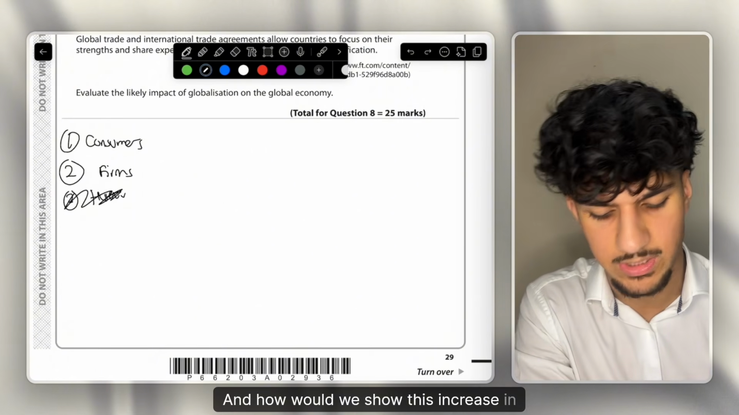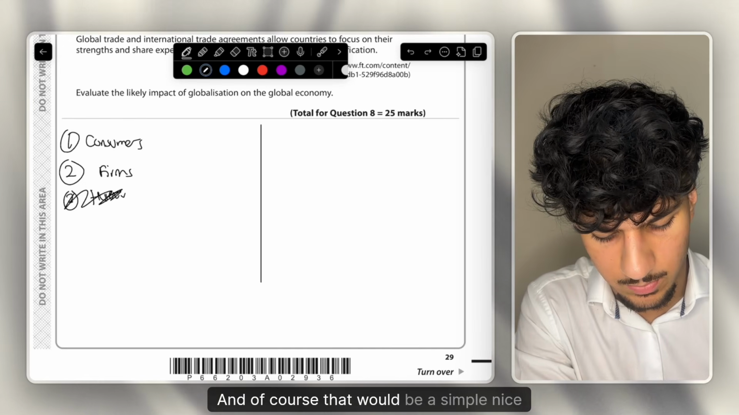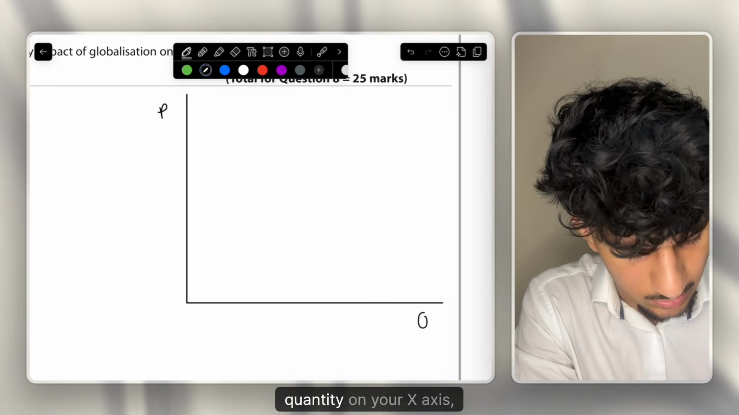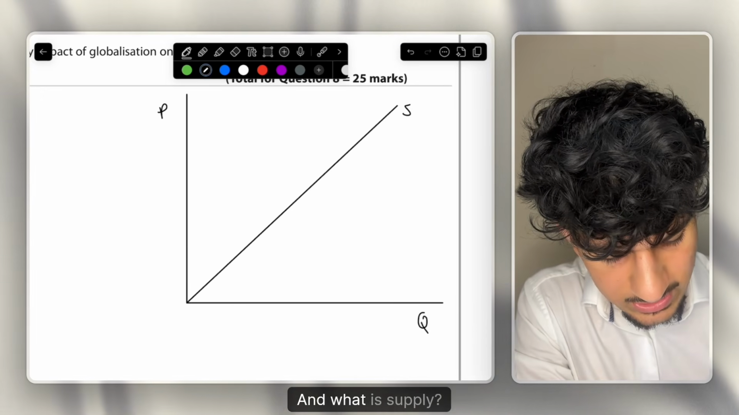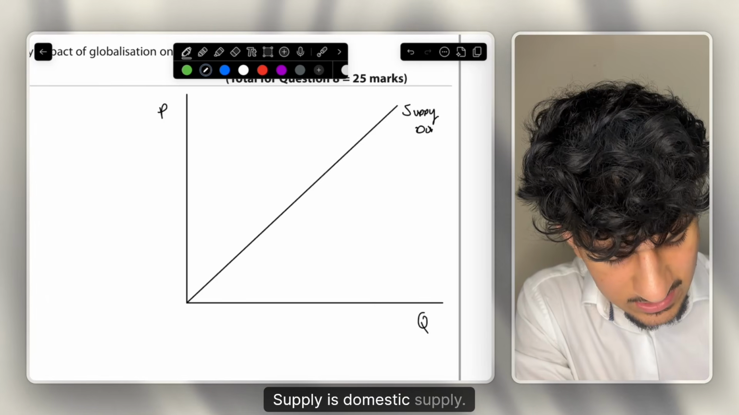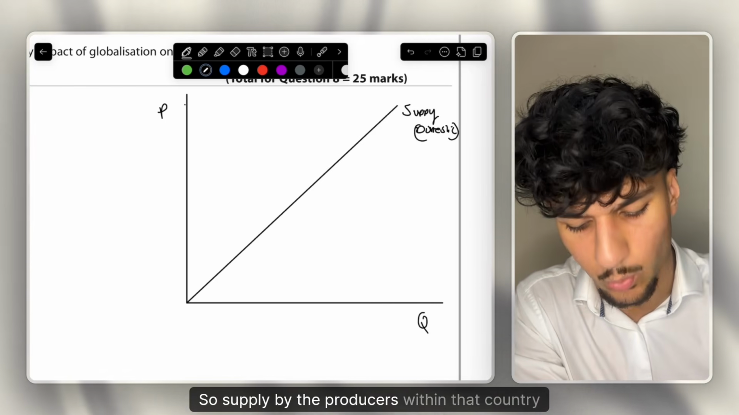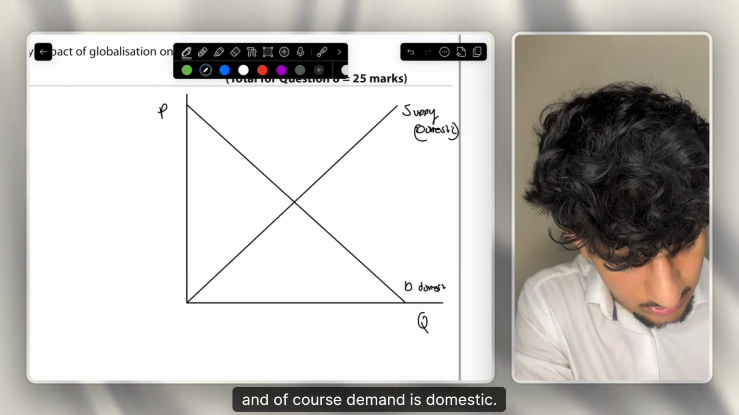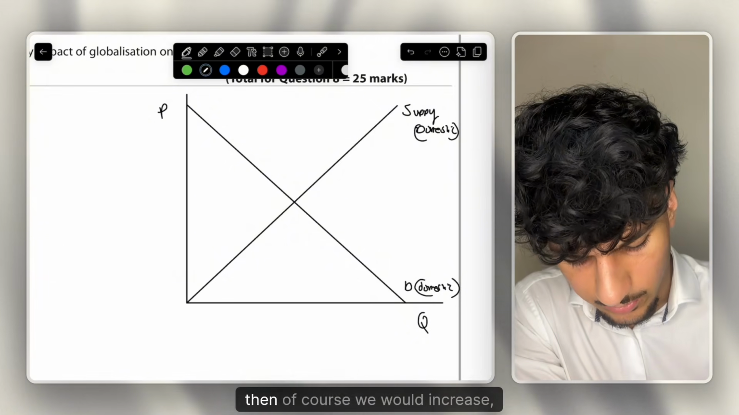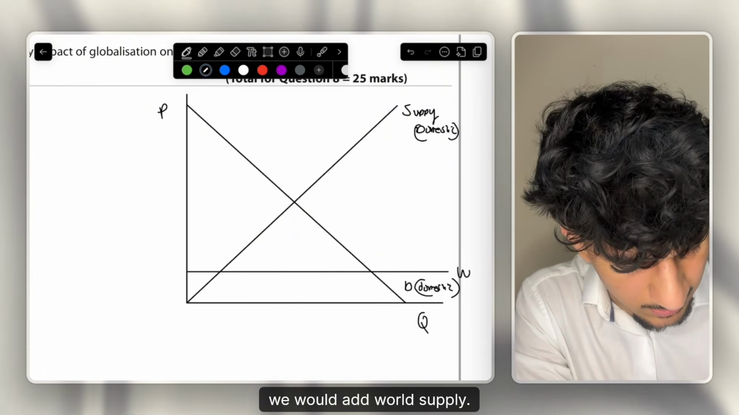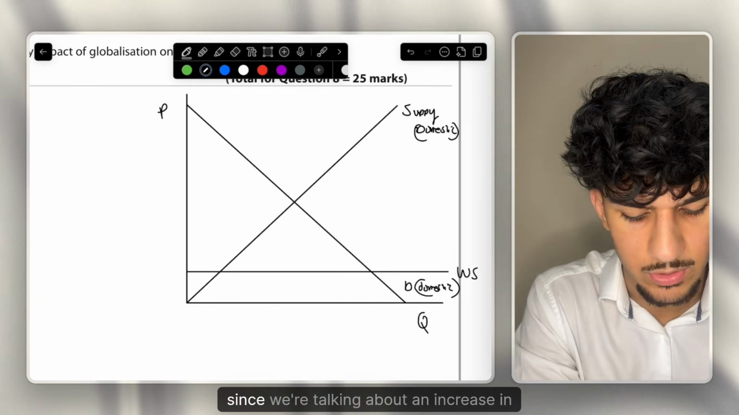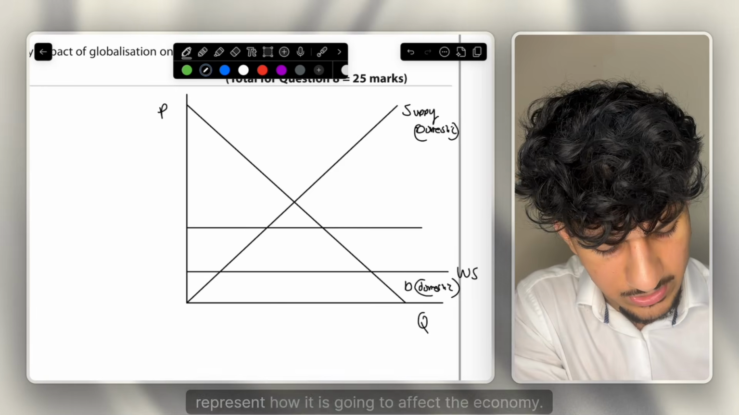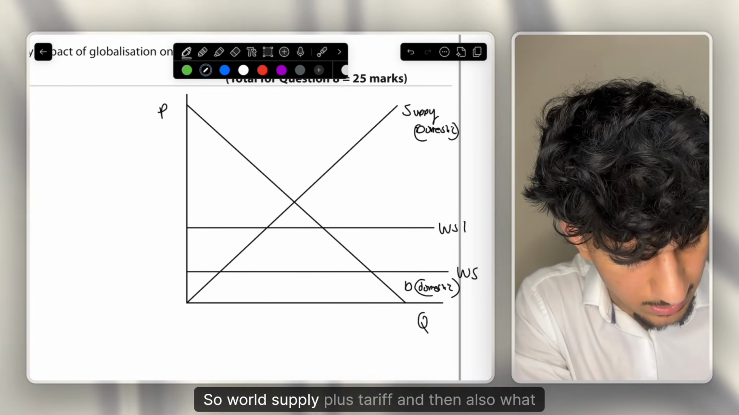And how would we show this increase in protectionism on a diagram? Of course, that would be a simple, nice tariff diagram. So price on your y-axis, quantity on your x-axis, then supply. And what is supply? Supply is domestic supply, so supply by the producers within that country. And then demand is exactly the same, domestic demand, so the demand by the consumers within that country. Then of course we would add world supply. And since we're talking about trade barriers, an increase in protectionism, I'm going to add quite a big tariff here just to represent how it is going to affect the economy. So world supply plus tariff.